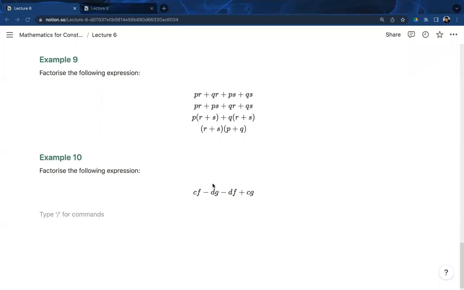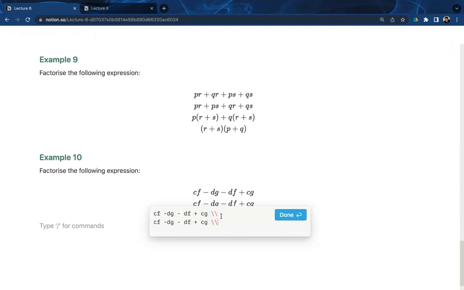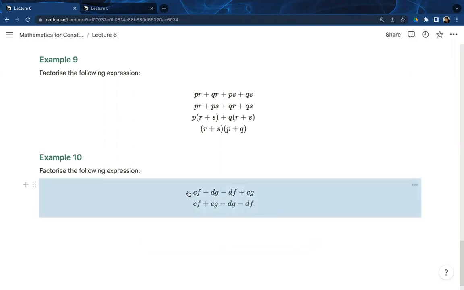What I would do is pick a letter. So I have C, F, D, G. Just pick a letter. So let me pick C. C is the smallest letter alphabetically here. So what I'll do, I'll just put CF and the CG together like this. All right, so CF, take the CG, put it next to it. I have the DG and the DF. That's fine. I want to factorize these two terms here. So rewrite the question.